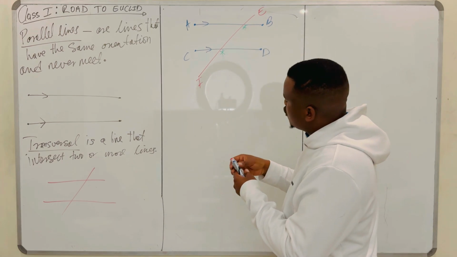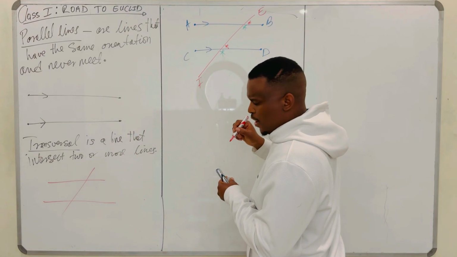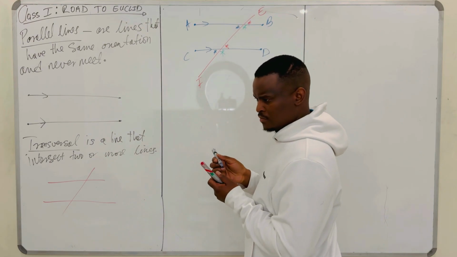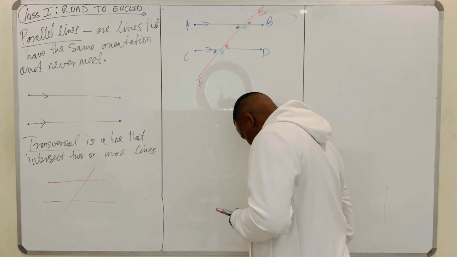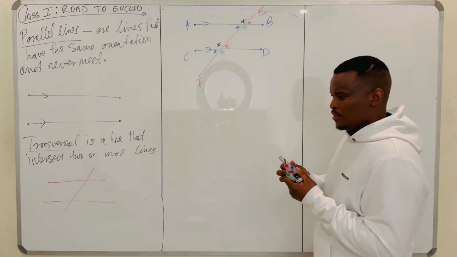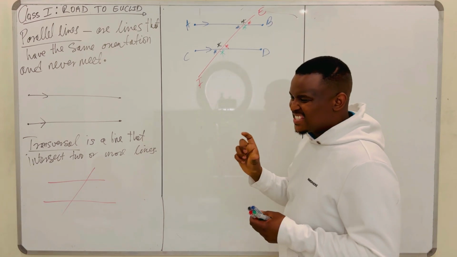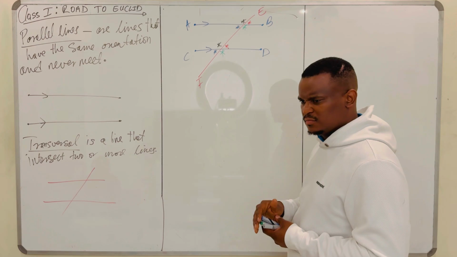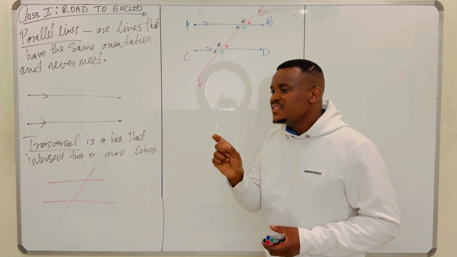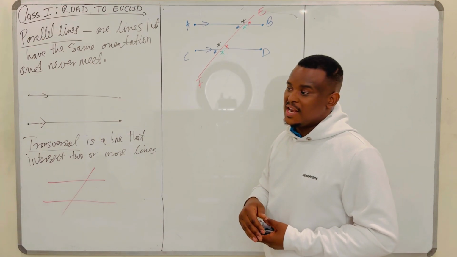So this one here will be the same as that. This one here will be the same as this one here. And this one here will be the same as that. So what you see here, you are seeing angles sitting in similar positions being equal. These angles, the green angles, are sitting in the same position relative to the transversal in the parallel lines.